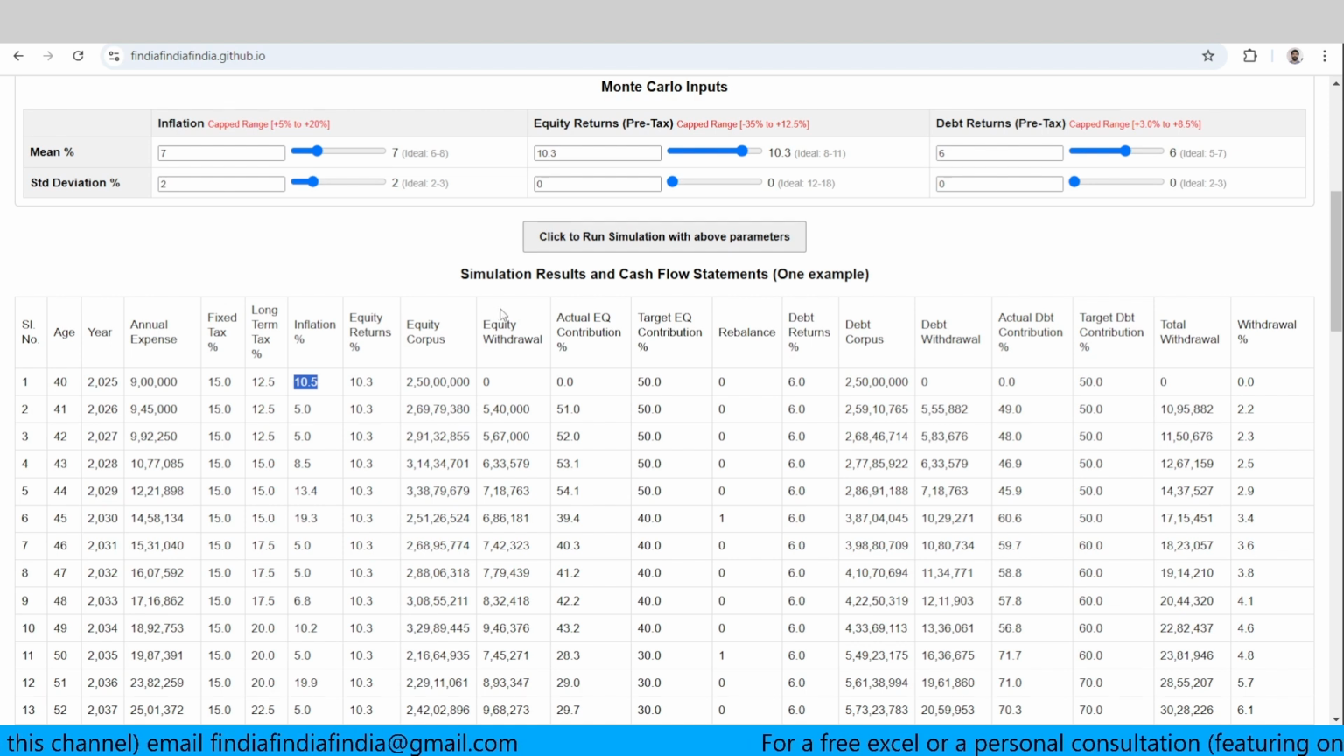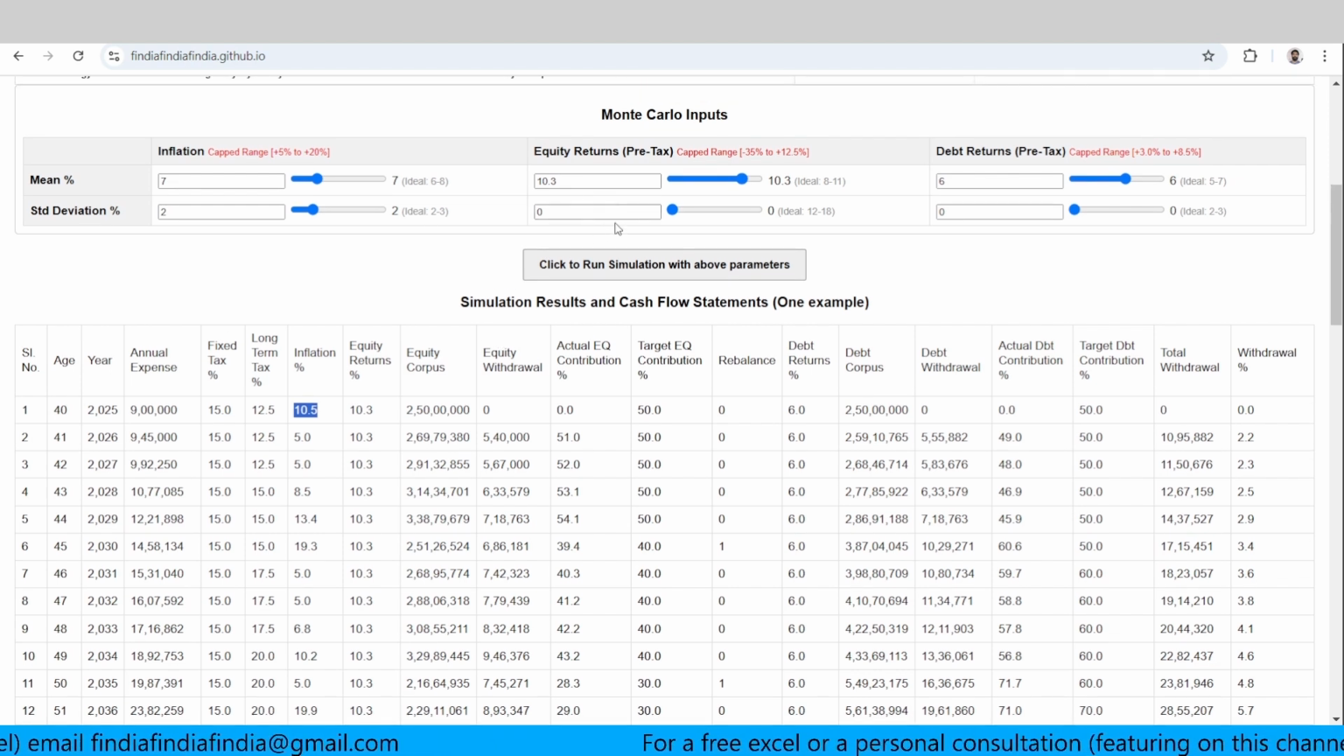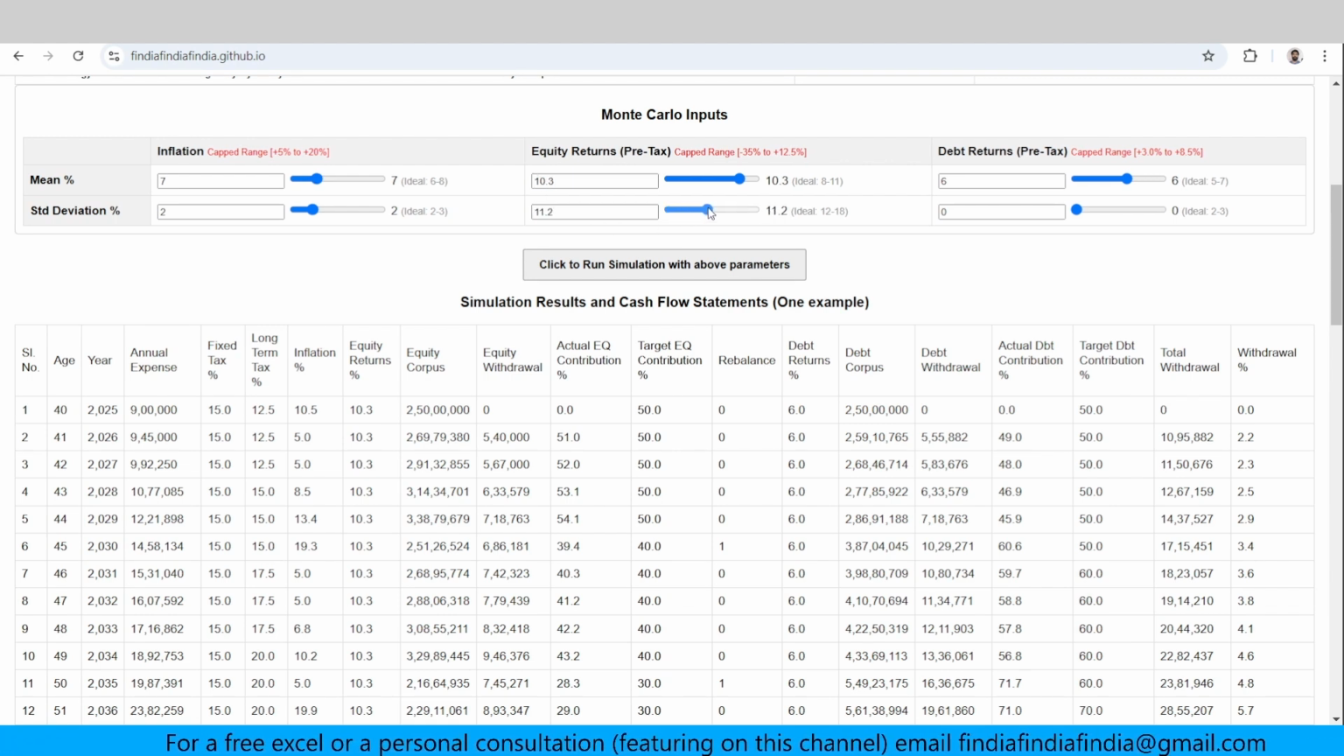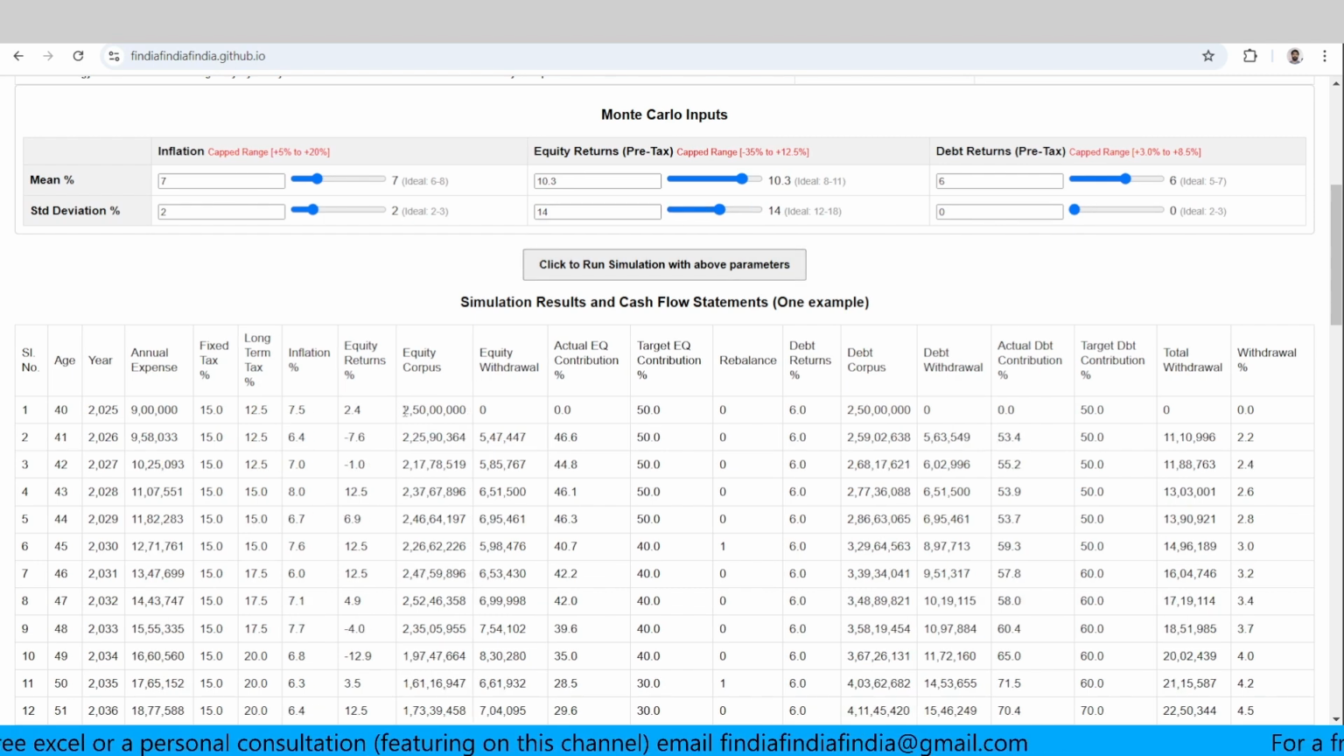Now, this is an example cash flow statement. For example, you see my standard deviation of equity returns is 0 here, and that's why my equity returns are always 10.3, 10.3, 10.3. But if I take my equity returns with a standard deviation of, say, 14, and I run the simulation, you can see equity returns of 2.4, minus 7.6, minus 1, 12.5, 6.9, 12.5, 12.5, 4.9, minus 4. See, this is what it is. When you add a standard deviation to equity returns, that is what simulates the market returns, and this is exactly what we want.